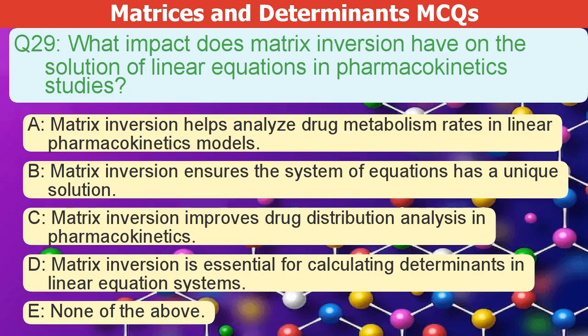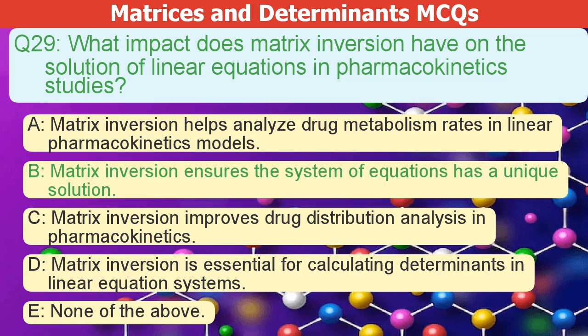What impact does matrix inversion have on solving linear equations in pharmacokinetic studies? A. Matrix inversion helps analyze drug metabolism rates in linear pharmacokinetic models. B. Matrix inversion ensures the system of equations has a unique solution. C. Matrix inversion improves drug distribution analysis in pharmacokinetics. D. Matrix inversion is essential for calculating determinants in linear equation systems. E. None of the above.